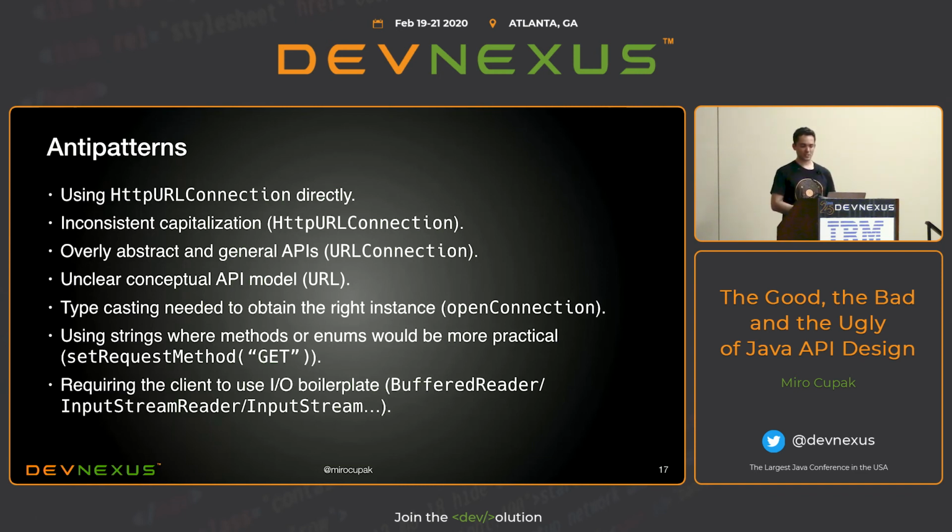Inconsistent capitalization is also a problem. I always find it very hard to remember that URL should be capitalized and HTTP should not be, right? Always be consistent when it comes to naming and capitalization, especially when you're dealing with abbreviations. A convention in Java is to use sort of strict camel case. So even with abbreviations like URL, it would be like uppercase U and lowercase RL.